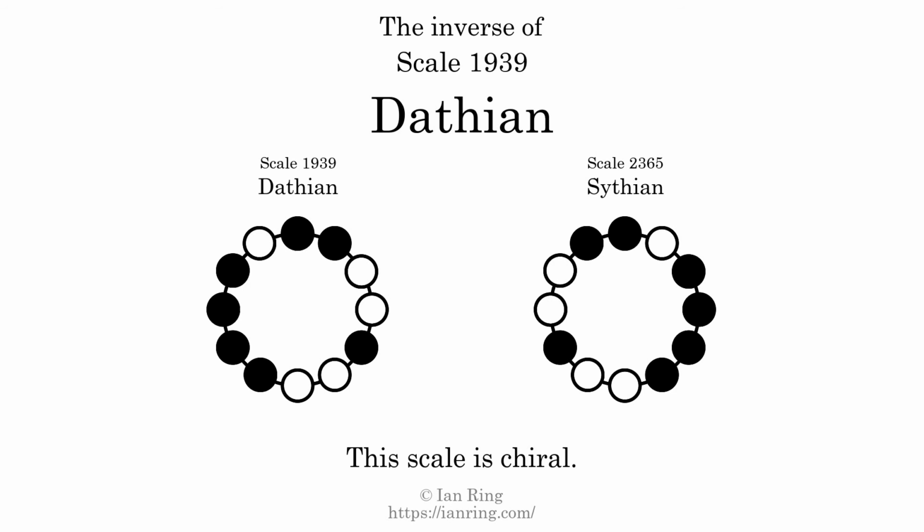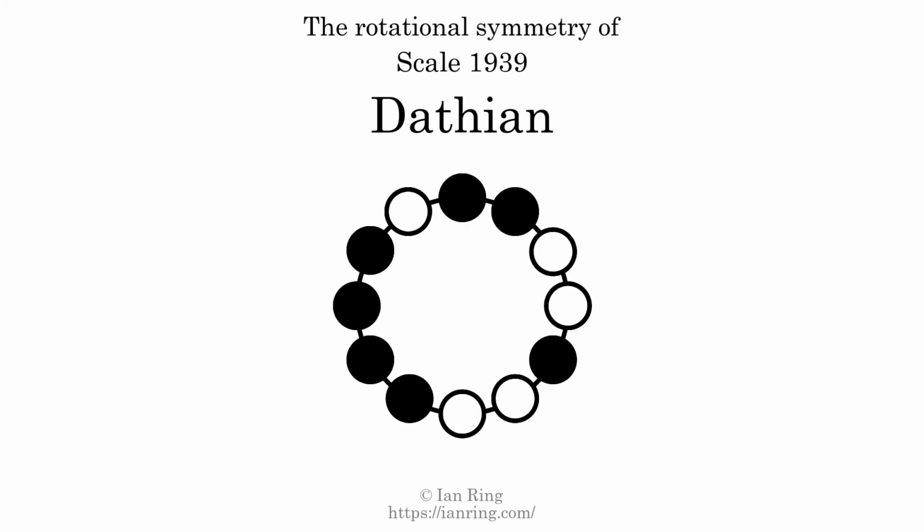The inverse of a scale is a mirror image. It is what you get when the sequence of intervals is reversed. The inverse of this scale is scale 2365, also known as Dathian. This scale is chiral. It cannot transform into its inverse by rotational transformation. This scale has no rotational symmetry.